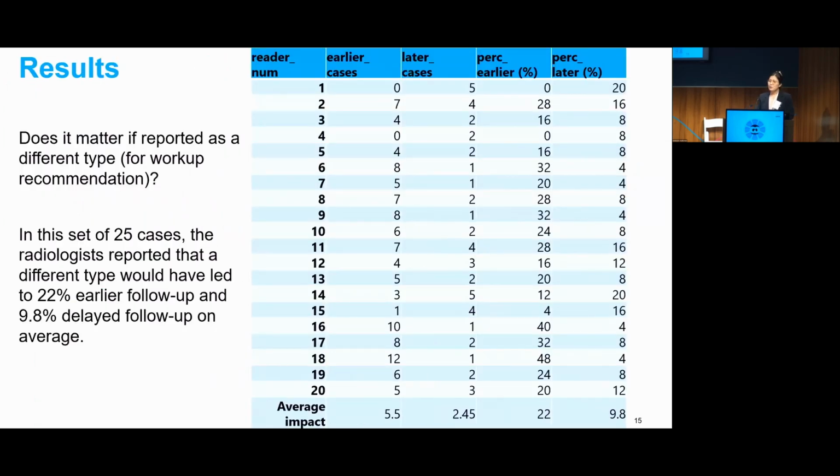Does it matter if we report it as a different type for workup recommendation? In this set of 25 cases, the radiologists reported that a different type would have led to 22% earlier follow-up and 9.8% delayed follow-up on average. Thank you.